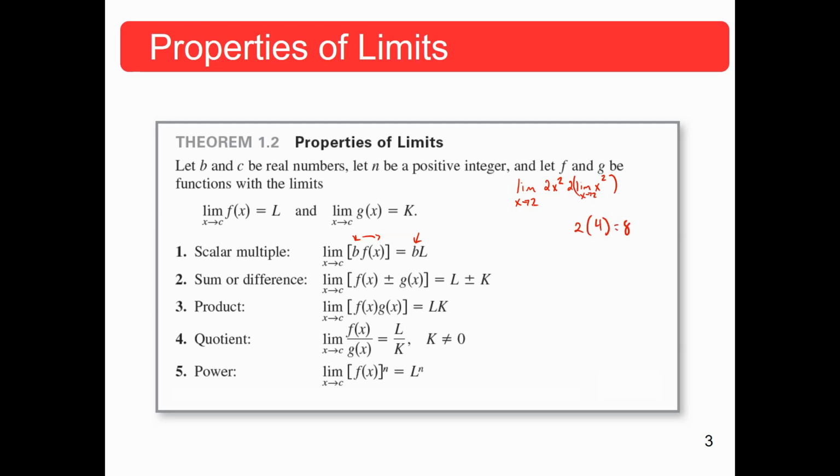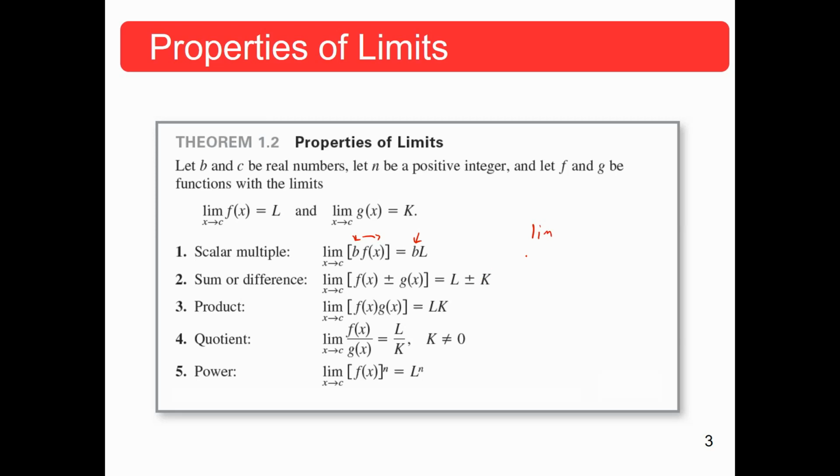But notice, there's no reason to go through this whole process. Just plug the 2 in, right? 2 squared is 4. 4 times 2 is 8. That's all you've got to do. Same deal with this. If I have the limit of a sum or difference, that's just the sum or difference of the individual limits.